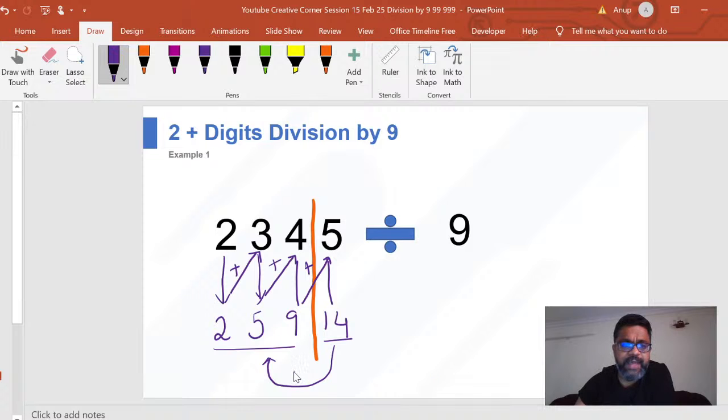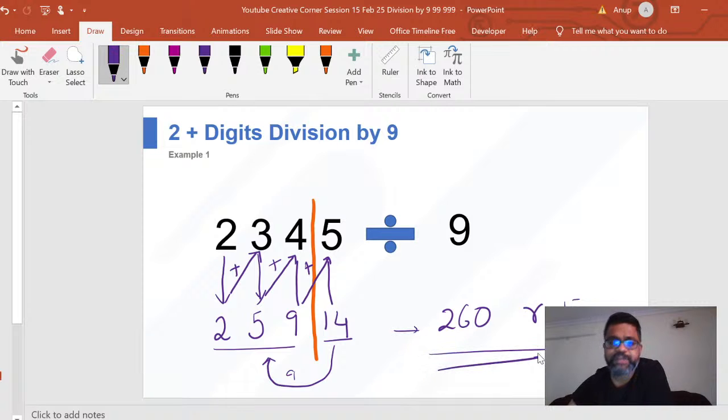1 9. 1 9 you will give away here. But when you give this, you're not adding 9. Don't make the mistake of adding 9 here, because these are 259 9s. So you're giving away one 9. So this will become 260 9s with a remainder of 5. You will take away 9 from here. Right? So that's how you get your answer.